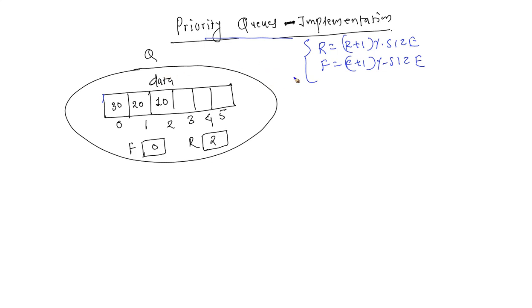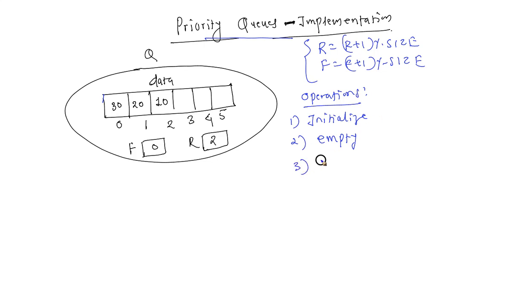In this priority queue, all the operations, that means full, empty, initialize, and dequeue, are all the same, right? The operations I'll write here: operations like initialize, then empty. If r equal to -1 or f equal to -1, the queue is empty. Initialize: f equal to r equal to -1.